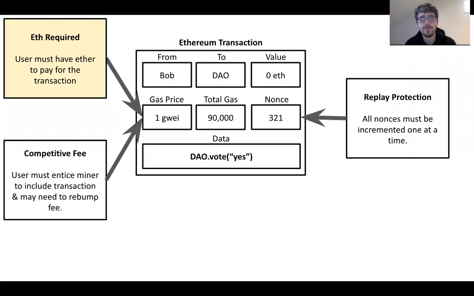And finally, Bob has to be careful of the replay protection. So every transaction has a nonce to guarantee this transaction cannot be broadcast to the network twice. And Ethereum has a really quirky rule that says the nonce must increment by 1 for every new transaction. And that can cause some headaches, as we're going to see.